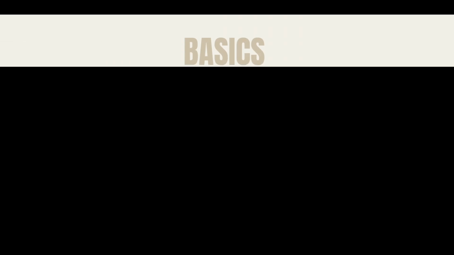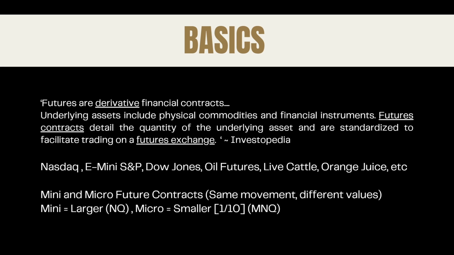All right, first we're going to look at some basics. So futures are a derivative financial contract, and there's underlying assets, including physical commodities and financial instruments, that are the thing that you're actually trading. Contracts entail the quantity of the underlying asset and are standardized to facilitate trading on a futures exchange. This is the direct definition from Investopedia. I'll make sure to link that in the description below.